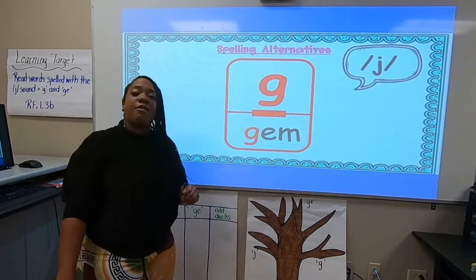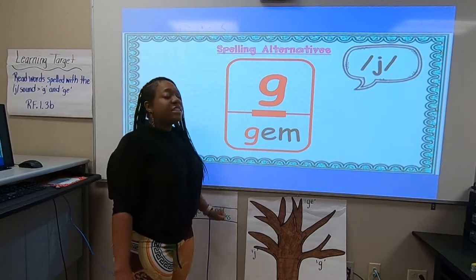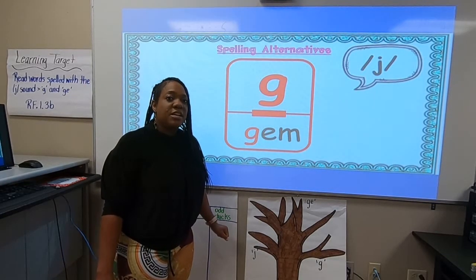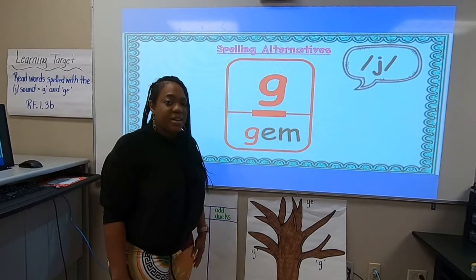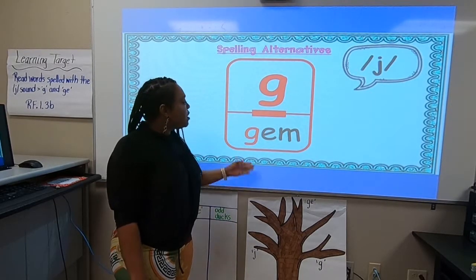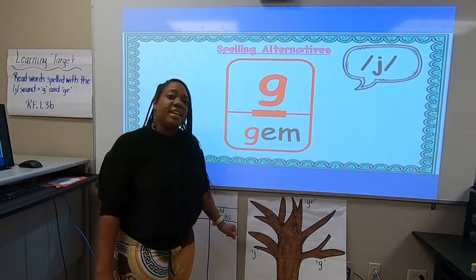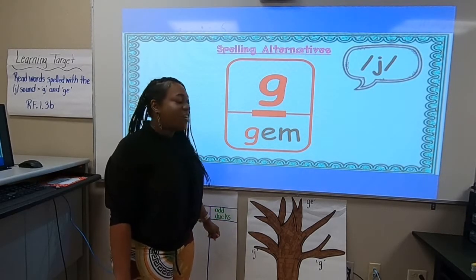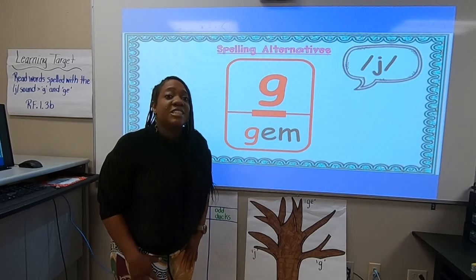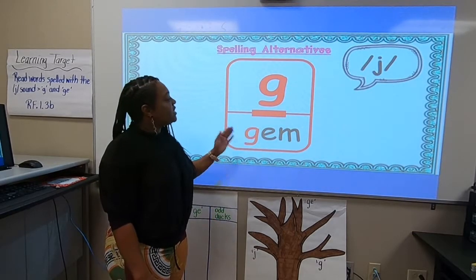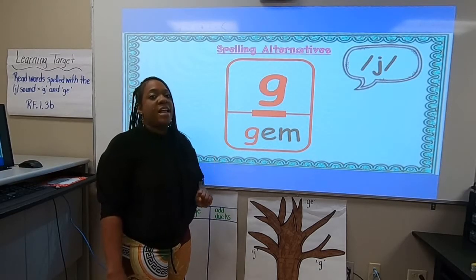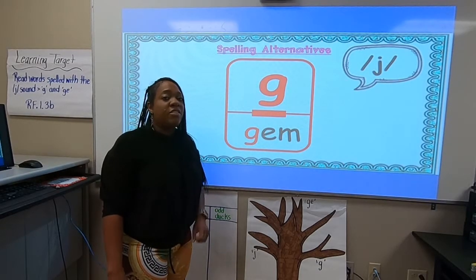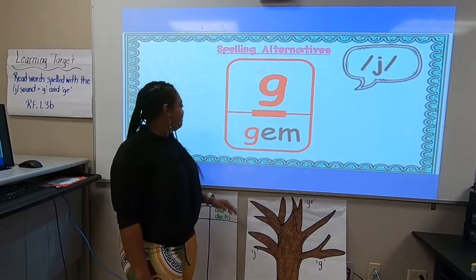So let's look at our word. Our word is gym. Can you say gym? Gym. What sound do you hear at the beginning of gym? Very good. You hear the J sound. So this is our first way that we can write the J sound.